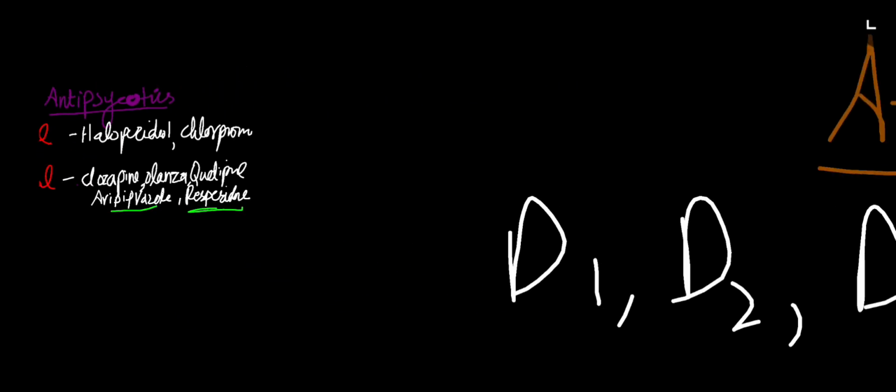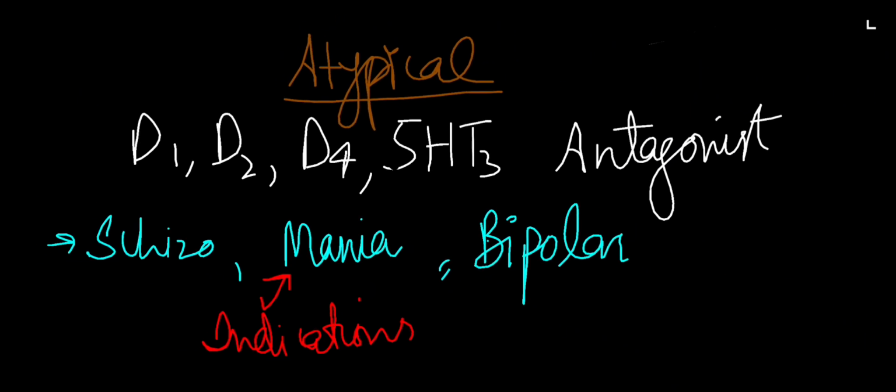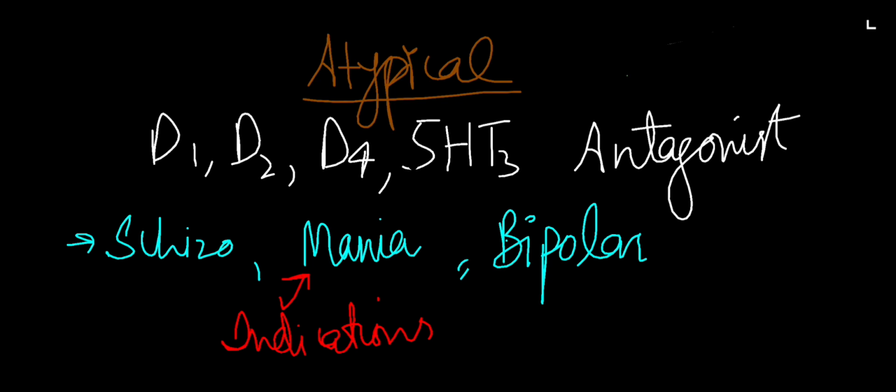So let's move forward. First of all, atypical antipsychotics: what were they? Clozapine, olanzapine, quetiapine, risperidone, aripiprazole. What is the mechanism of action? We're going to discuss mechanism of action, indications, side effects, and the contraindications, if any. Atypical antipsychotics are D1, D2, D4, 5-HT3 antagonists.